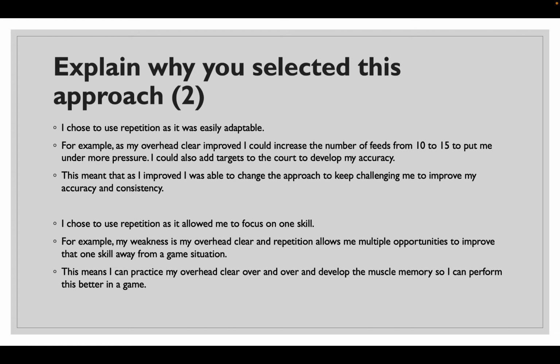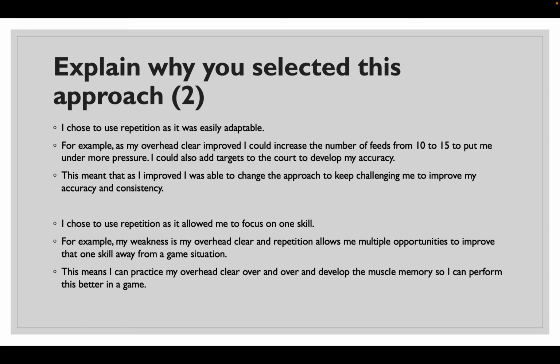On screen just now is 2 points of explanation. So I chose to use repetition as it was easily adaptable. We've then gone on to give an example. So for example, as my overhead clear improved, I could increase the number of feeds from 10 to 15 to put me under more pressure, and I could also add more targets to the court to help me develop my accuracy. This meant that as I improved, I was able to change the approach to keep it challenging for me and to improve my accuracy and consistency.